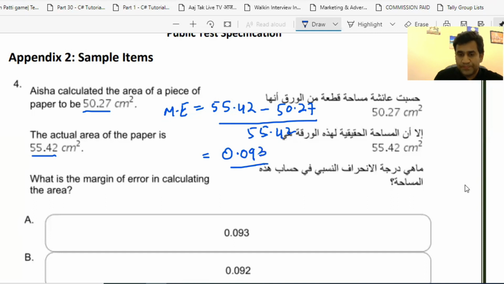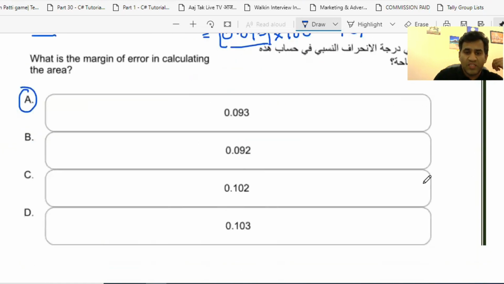Sometimes the question asks for the marginal error in terms of percentage. Simple, when there is a question asking for the marginal error in terms of percent, you just need to multiply whatever result you get by 100. If you multiply it by 100, then your margin of error is going to be 9.3%. But in this question they are not talking about percentage. So the margin of error according to this is going to be 0.093. A is the right answer. And let's move to the next question.